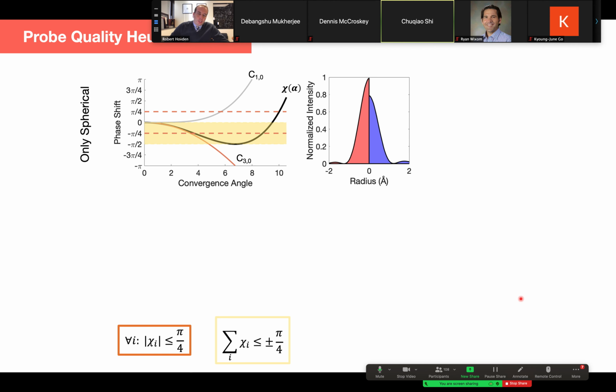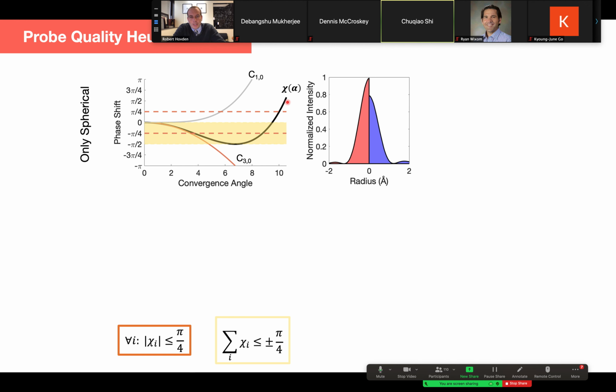So how we determine this optimal convergence angle is based on heuristics, most famously the pi over 4 phase rule. So here I'm showing in the top left the total phase shift due to two aberrations, a spherical C3 aberration and a C1 aberration. C1 is just your defocus, and we'll use the defocus to offset the C3 aberration. And this is typical, that lower order aberrations are used to offset the higher order aberrations, such that the total phase function, this chi, is as flat and uniform as possible.